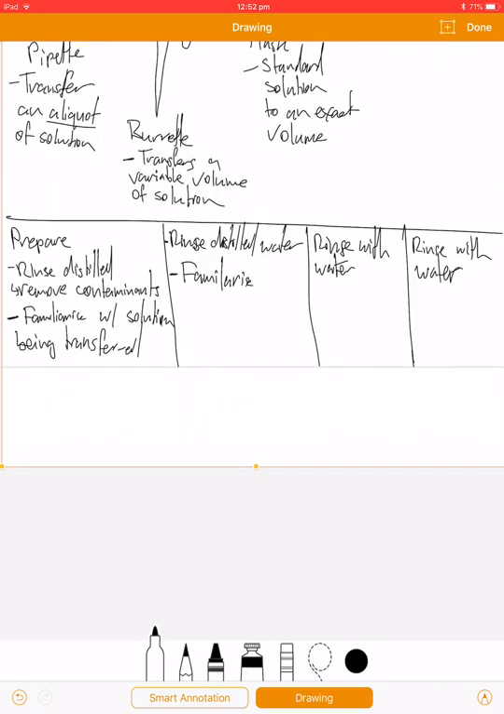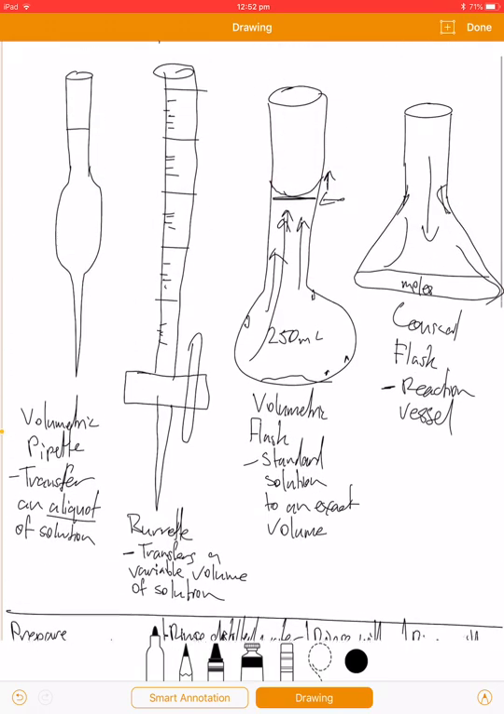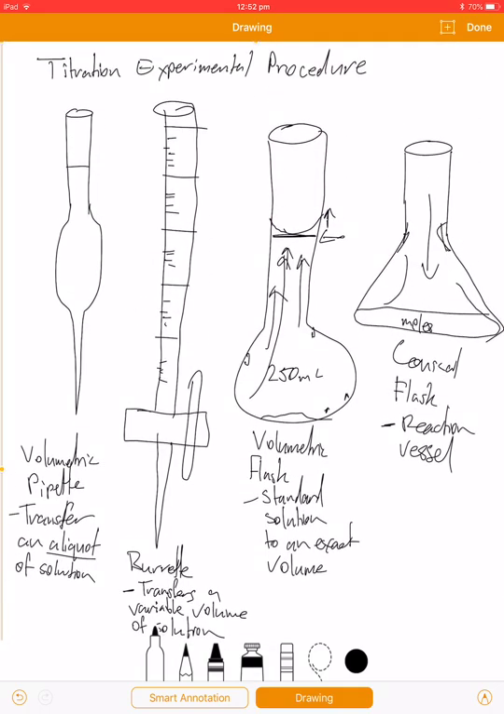Alrighty. So we now know what our experimental pieces are. We know how to rinse them. We know that we're going to read the meniscus as shown, like that, like that. Just trying to think of other things I might ask about these, other definitions I might want you to know.